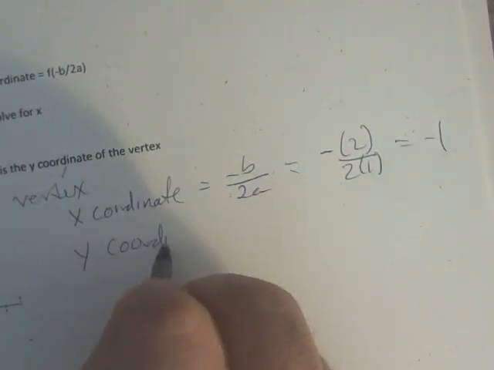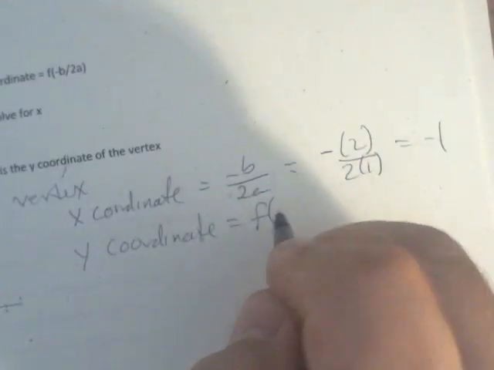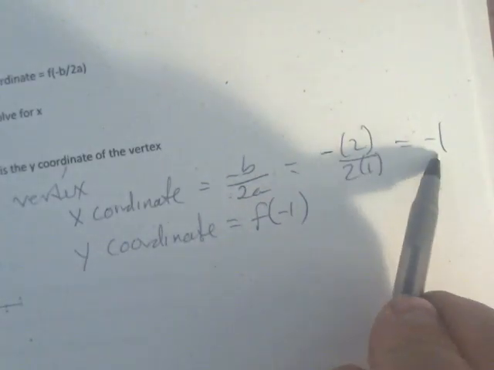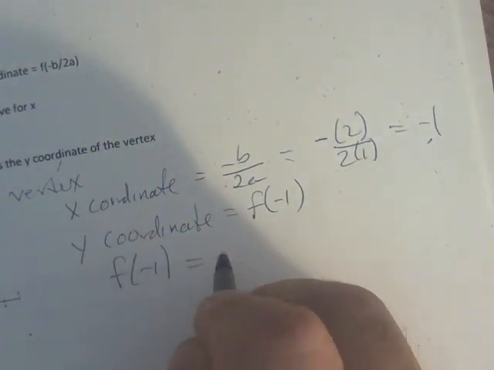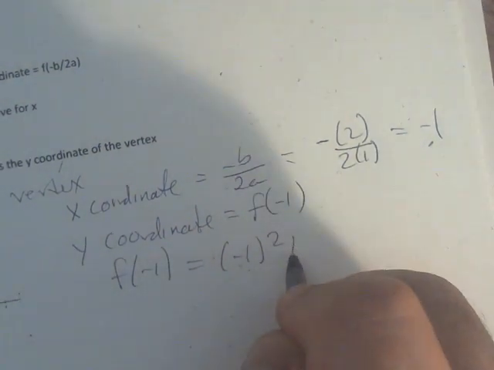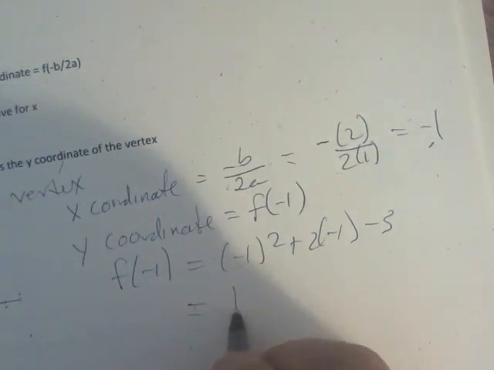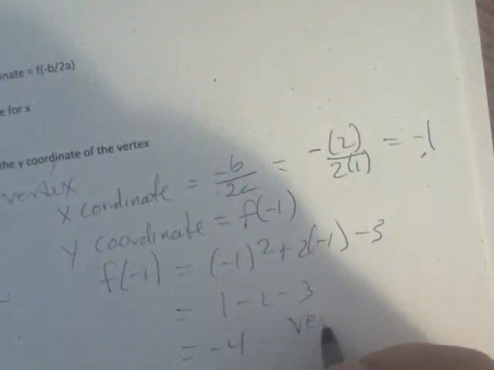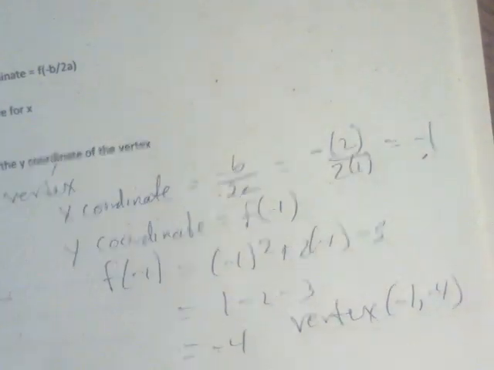Then I find my y coordinate, and that is f of negative 1. Put negative 1 back into the equation. So f of negative 1 is negative 1 squared plus 2 times negative 1 minus 3. So that's 1 minus 2 minus 3, which is negative 4. So my vertex is negative 1, negative 4.